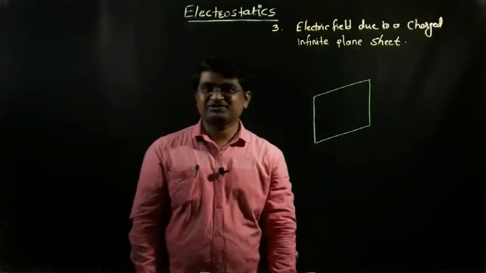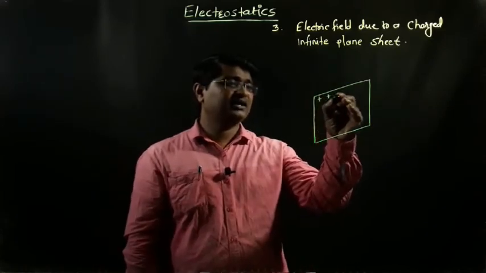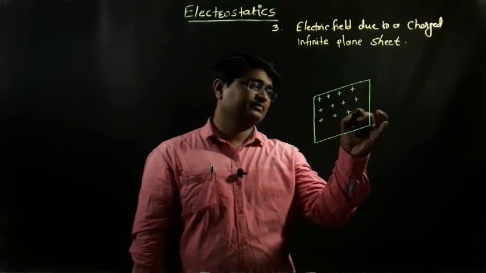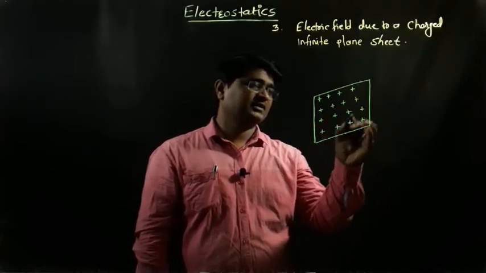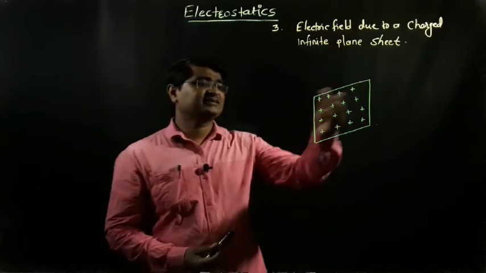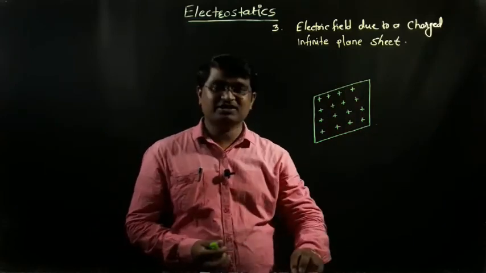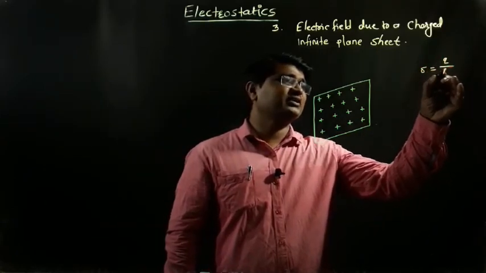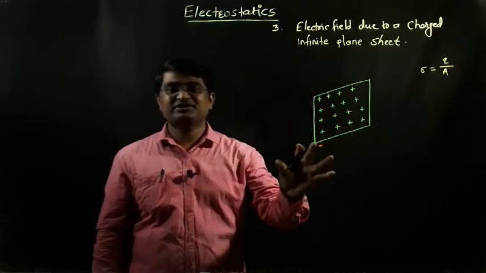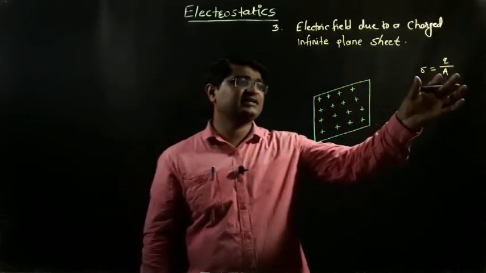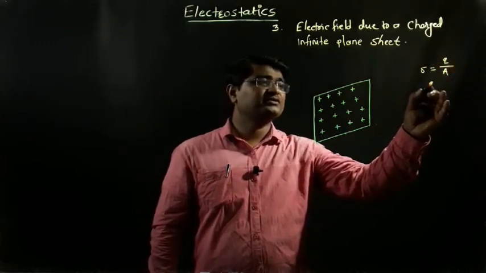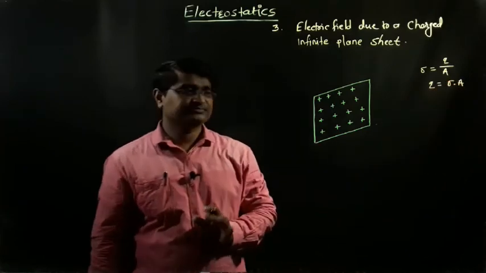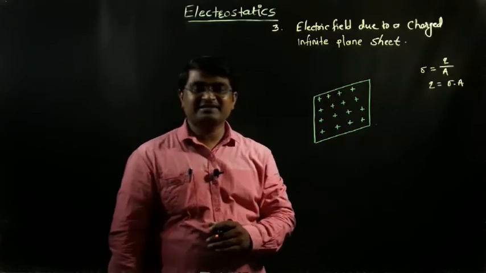Let's consider a plane sheet having a uniform positive charge. It is a plane sheet having uniform charge of surface charge density sigma. So sigma is equal to what? Charge per unit area. So sigma is equal to Q upon A, which means that Q is equal to sigma into A. Clear? Okay, so we can find the electric field intensity at the point P.